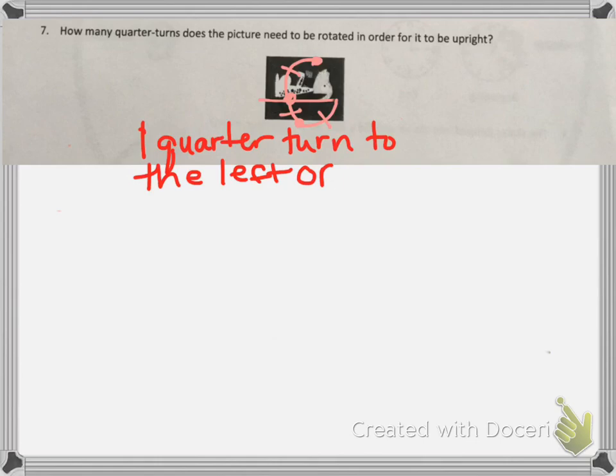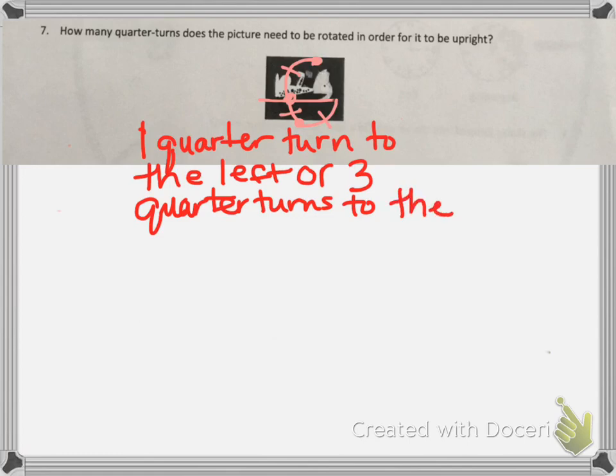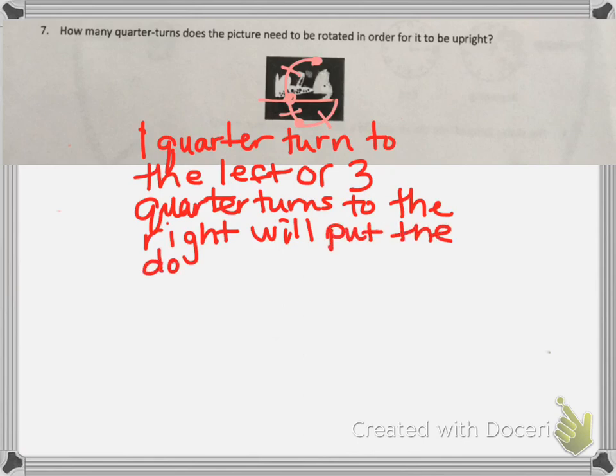So 1 quarter turn to the left, or 3 quarter turns to the right will put the dog upright. Okay? All right. That was a lot to write, so catch up if you need to.